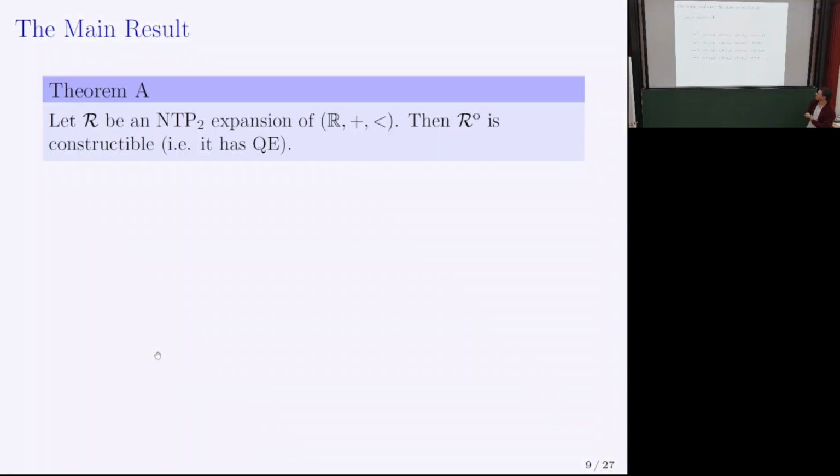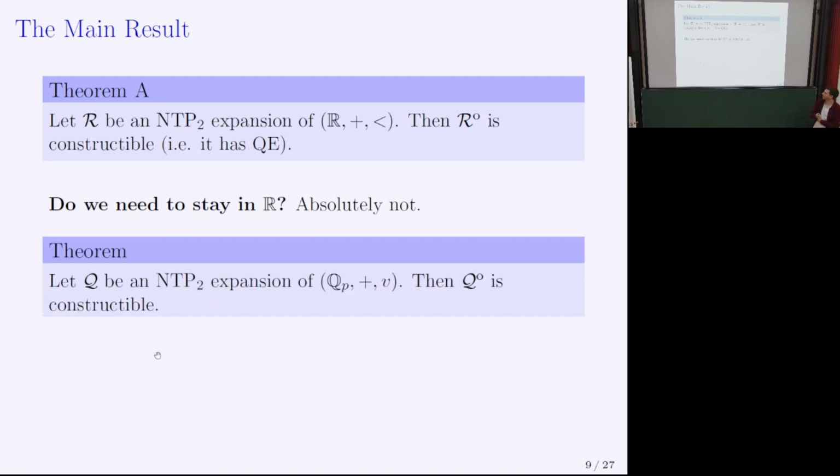Okay. So what's the main theorem here? Let R be an NTP2 expansion of the real ordered group, then the open core is constructible. Okay, that's the main result here. And the question here is, do we need to stay in R? And the answer is no, we don't. This works for the p-adics too, even in a language without multiplication.